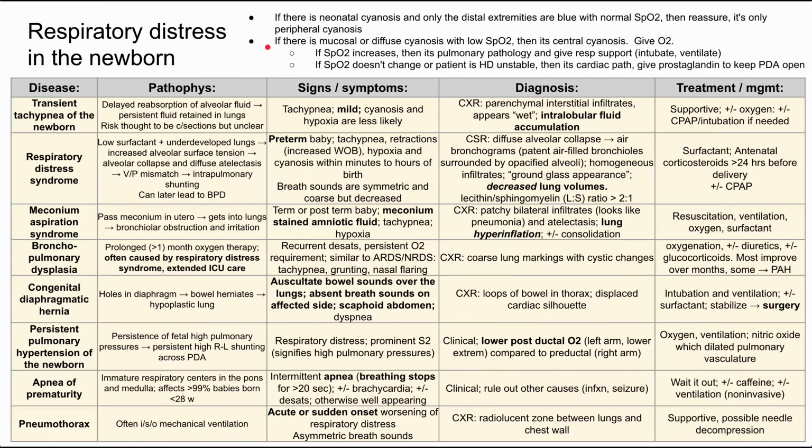If the SpO2 increases, then it's a pulmonary pathology and you want to give more respiratory support. You might want to intubate, you might want to ventilate. You can then kind of use this list to differentiate what's going on.